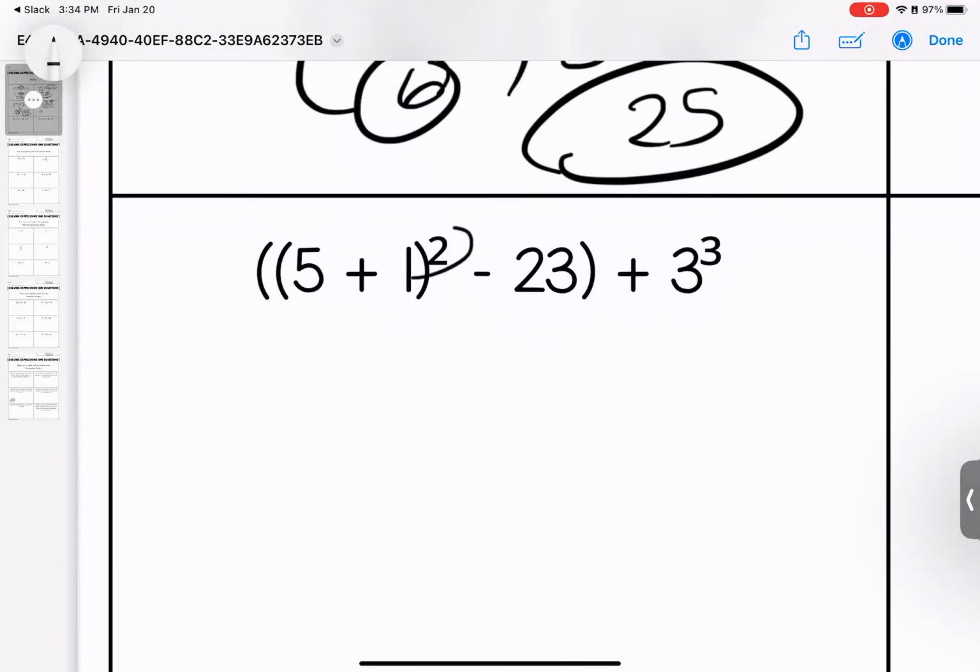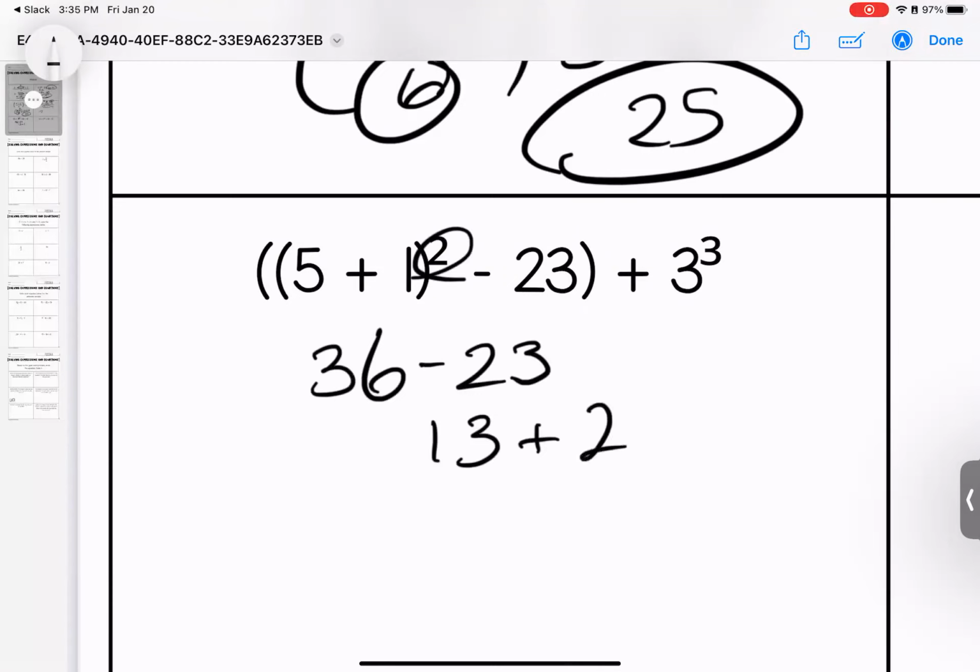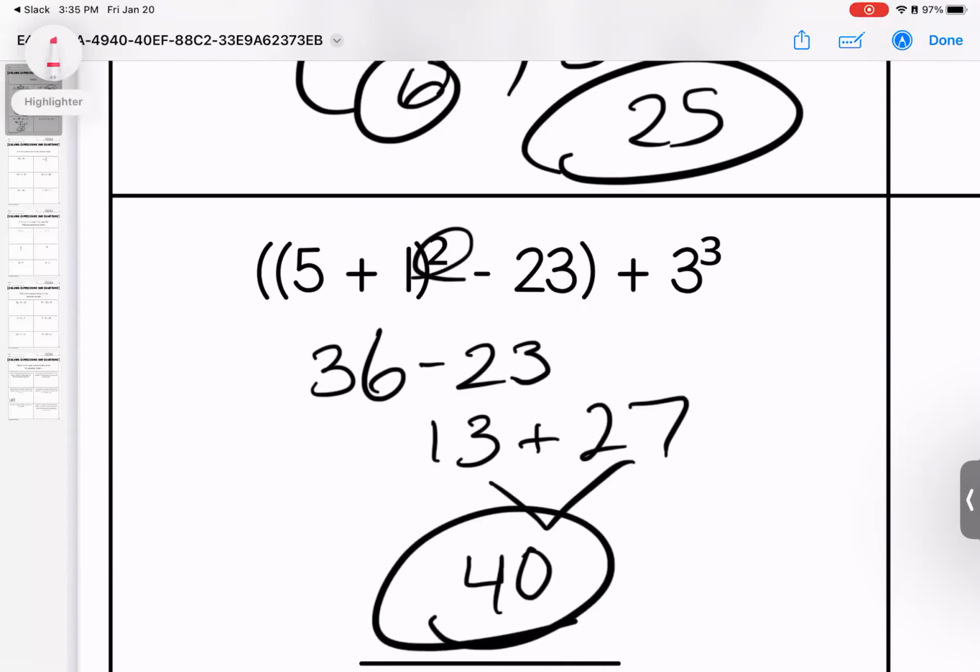5 plus 1 is 6. 6 squared is 36. Minus 23 would be 13, plus 3 cubed, 3 times 3 is 9, 9 times 3 is 27. Add these together, you get 40.